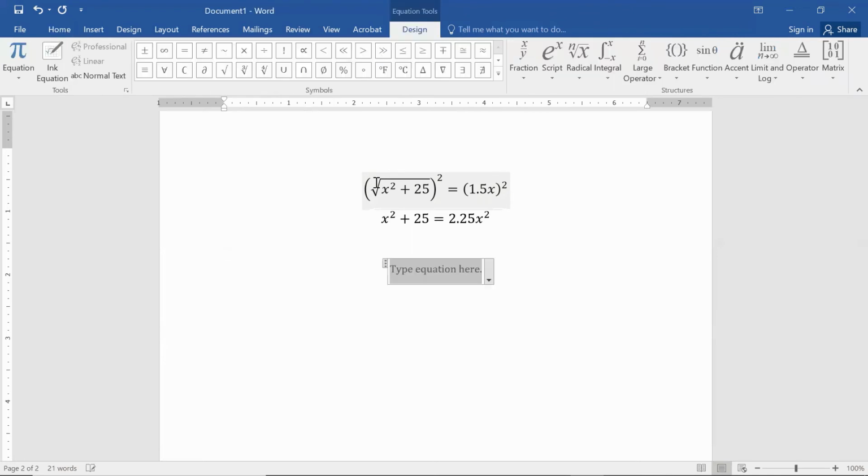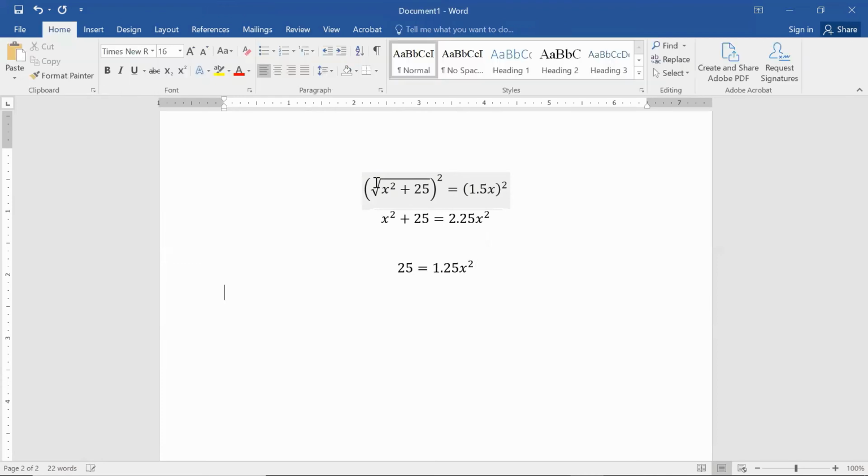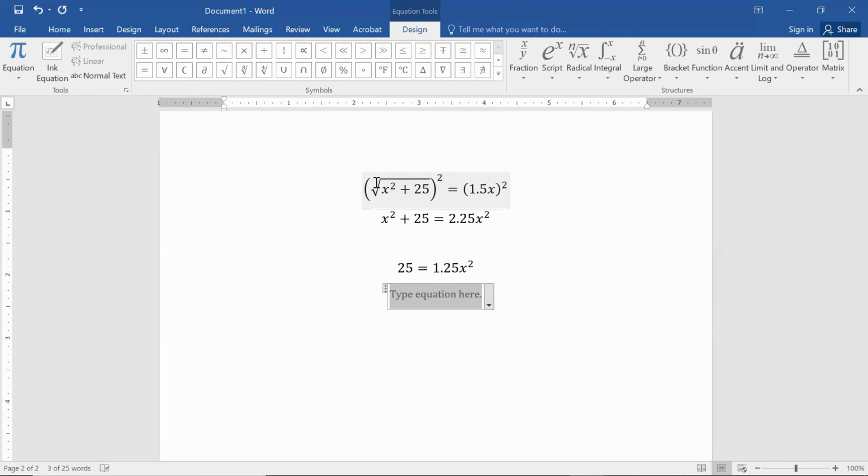Now you can clearly see we're trying to solve for x, and how to do it. 25 is equal to, when I subtract x squared from both sides, I get 1.25 x squared. Then take and divide both sides by 1.25. We end up with x squared equals 20.